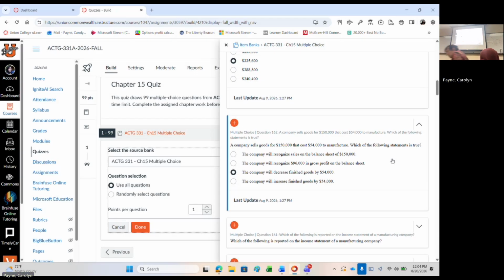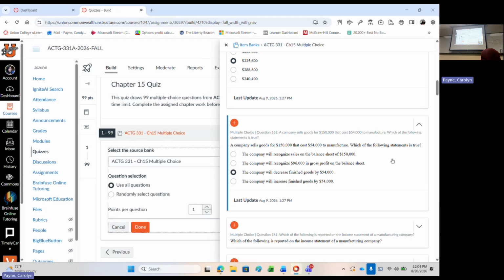Okay. So you sell goods for 150K, the cost to make that is 54K. Is it saying you just decrease 150K by 54K?